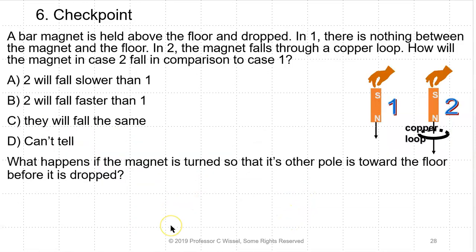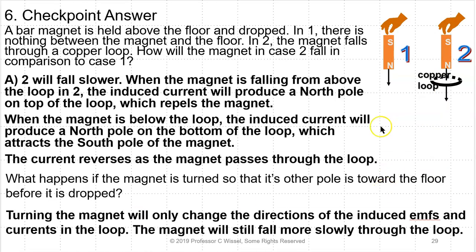A bar magnet is held above the floor and dropped. In number 1, there is nothing between the magnet and the floor. In number 2, the magnet falls through a copper loop. How will the magnet in case 2 compare to the magnet in case 1? Okay, so what's going to happen is number 2 will fall slower. When the magnet is falling from above the loop in number 2, the induced current will produce a north pole on top of the loop, which will repel the magnet. When the magnet is below the loop, the induced current will produce a north pole on the bottom of the loop, which attracts the south pole on the top.